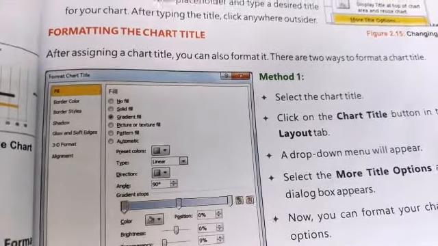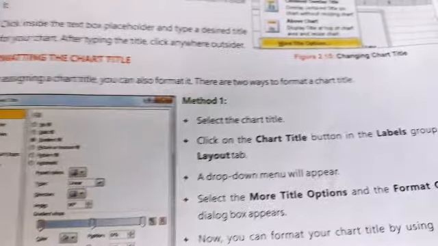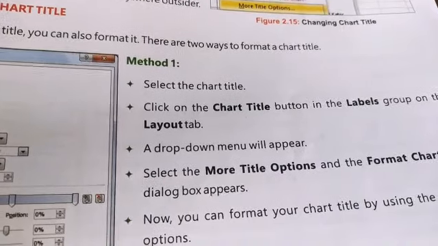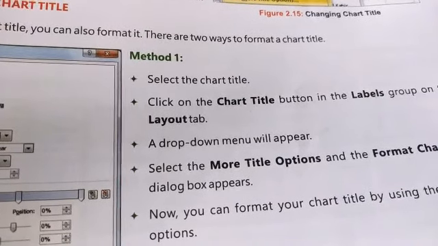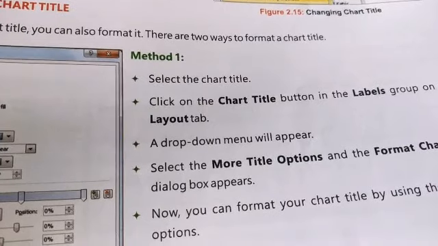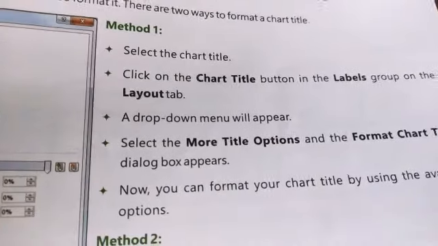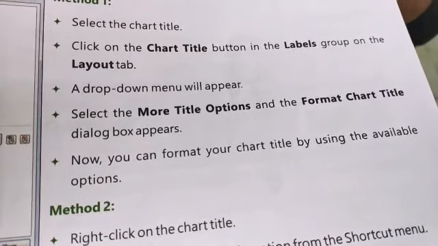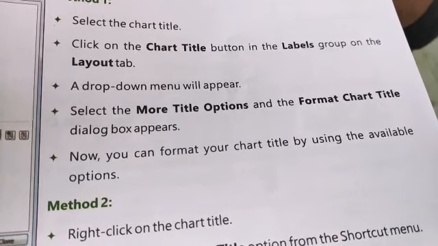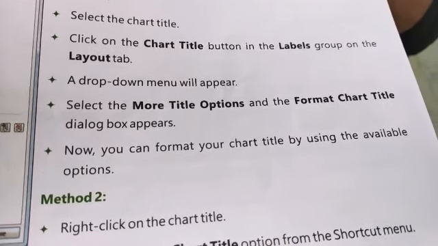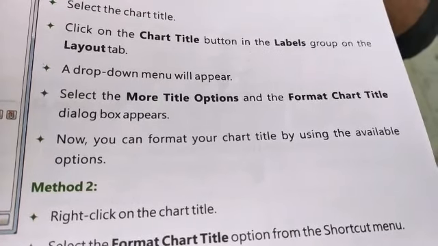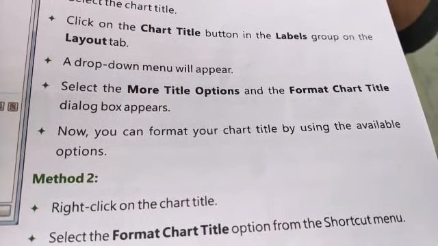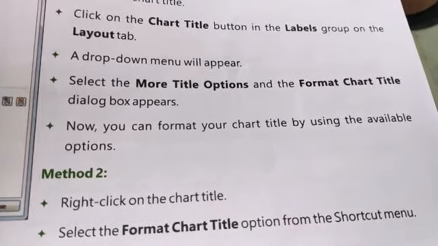So what is the method to modify the chart title? First of all, you have to go to the title you have given in the previous step, and click the right mouse button, or click the chart title in the label group. Then a drop down menu will appear. Select the more title options and click format chart title. Now you can format your chart title by using the different options available there.